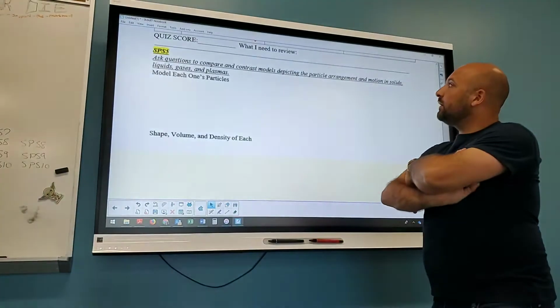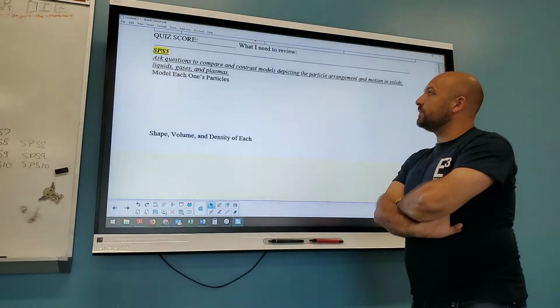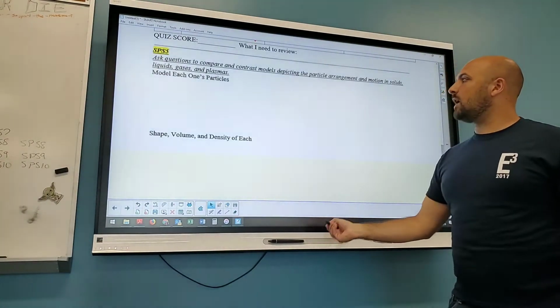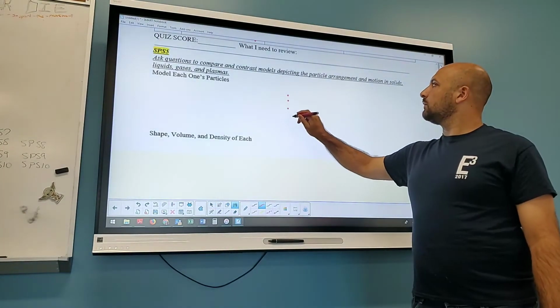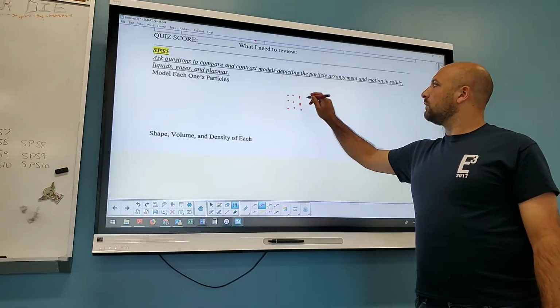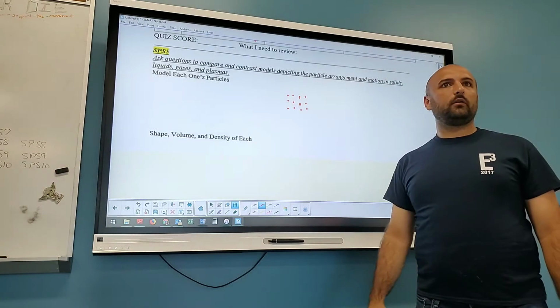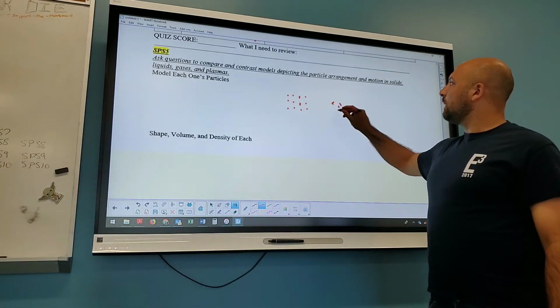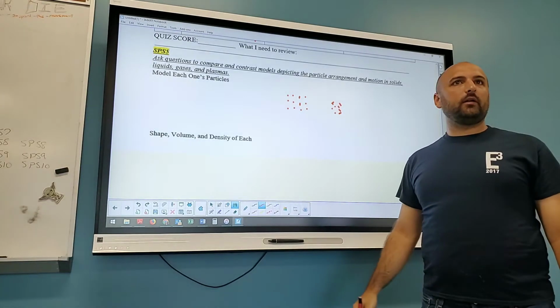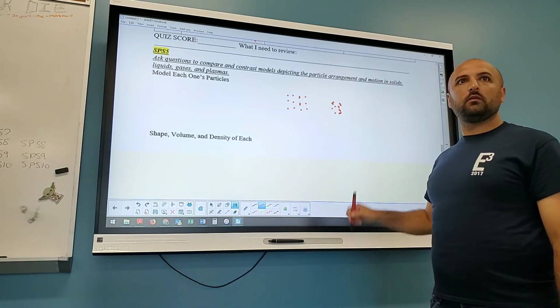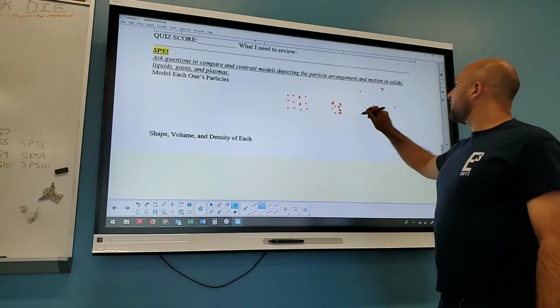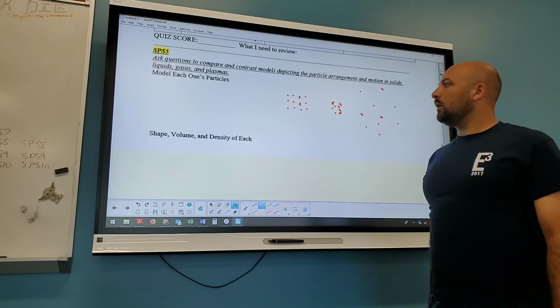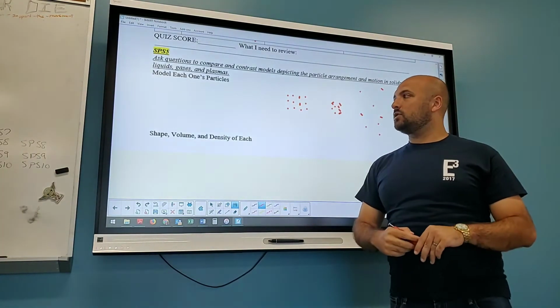Asking questions to compare and contrast models depicting particle arrangements of a solid. So, model a solid, what does it look like? Nice, neat, orderly what? Rows. Liquids. Mixed and matched around, right? The gases are spread out, right? Now, shape, volume, and density of each.